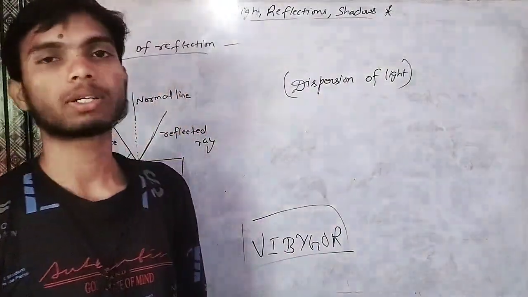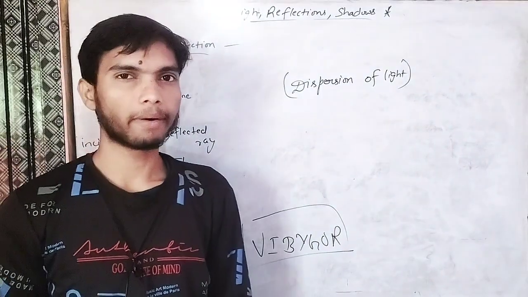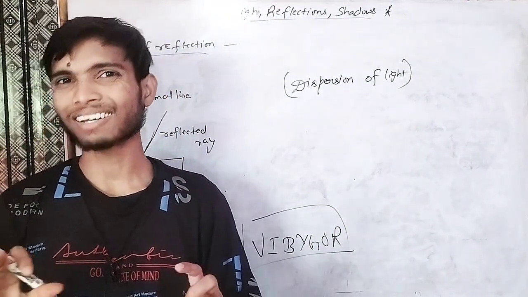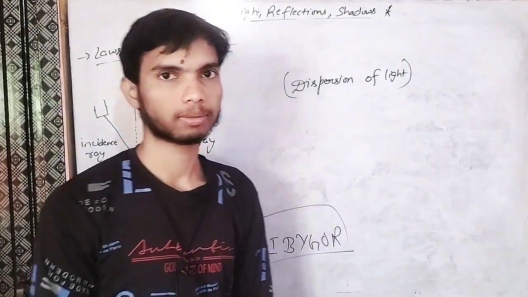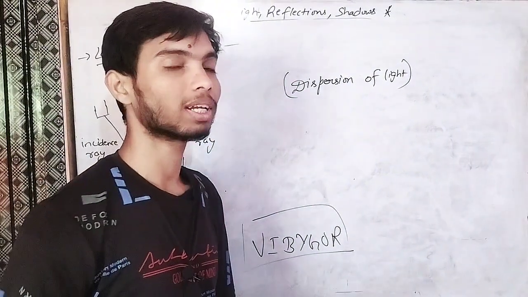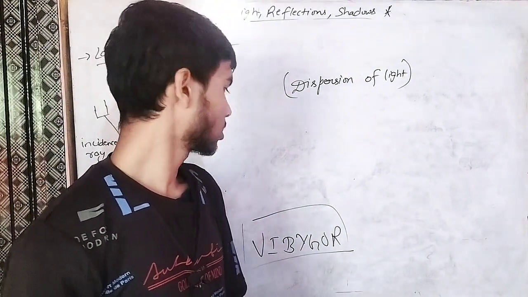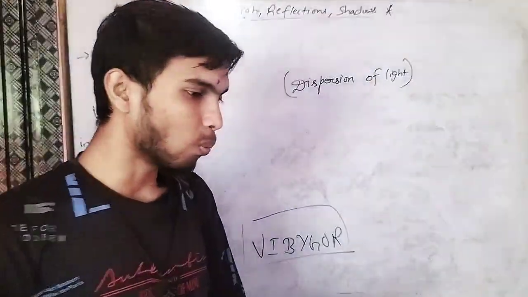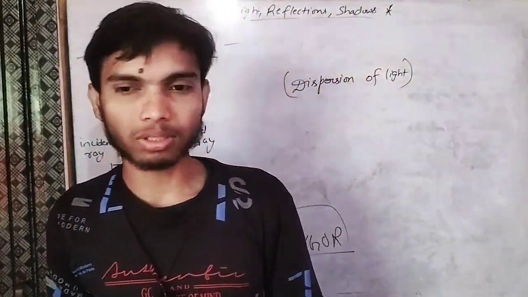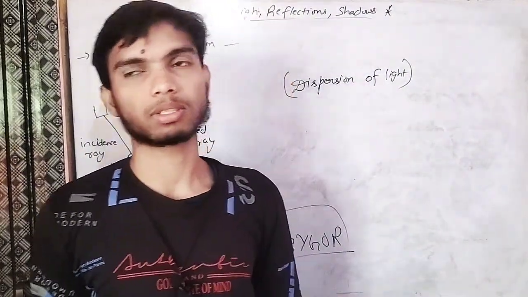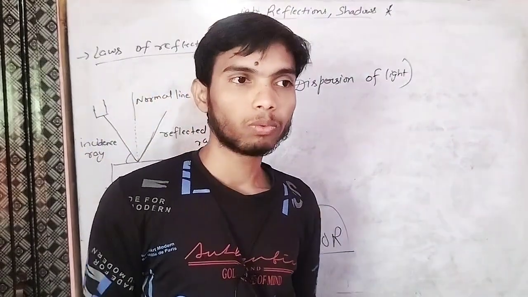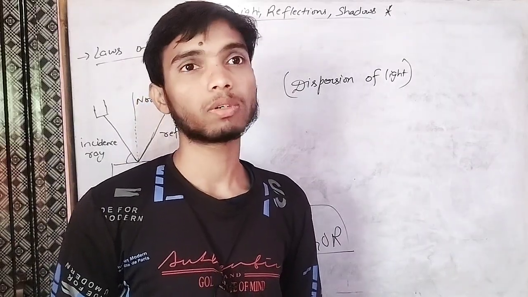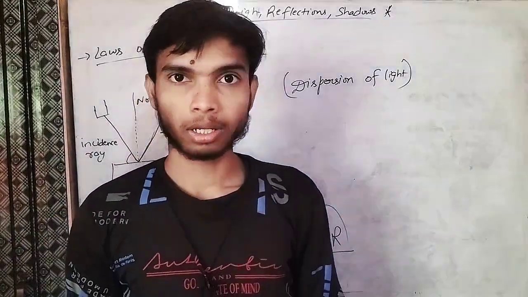There is a twist. What is the real color of sunlight? Real color. So the real color is white. We see sometimes the sun is yellow, sometimes the sun is red. We see the sun as yellow or red because of dispersion of light.